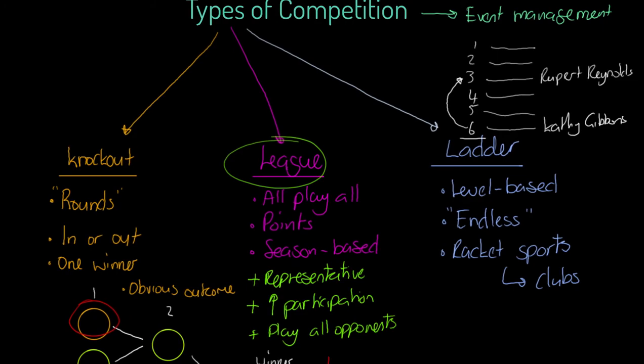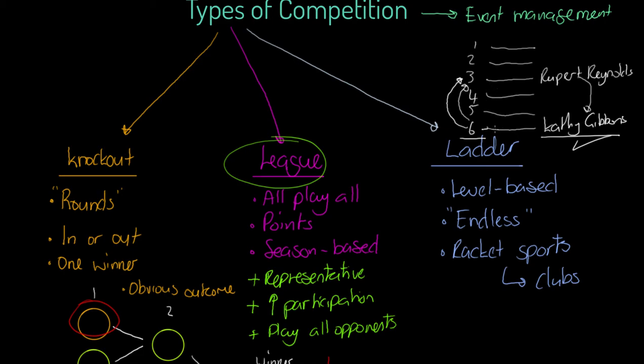If she lost against Rupert Reynolds, what would happen is that Kathy Gibbons here would stay in position 6. But let's say that Kathy won against Rupert. Well, what would happen is that Rupert would move down to here and Kathy would move up to here. So you get this notion of ladder-based, challenge-based rules whereby you can challenge up within certain guidelines people who are above you, and you can try and take their space on the ladder.